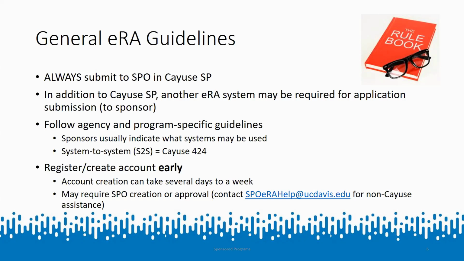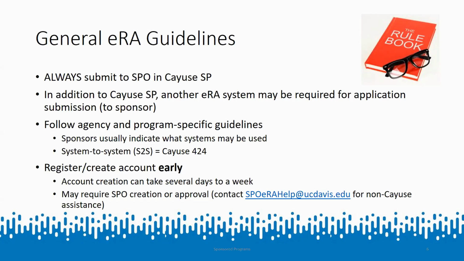Also, if you have to use another ERA system, register and create that account early. So I talked about going in and checking out the system early. Well, to do that, you have to register and create that account. But it's really important to do that early, because depending on the system, the account creation could take several days. It could take a week. It just depends on that sponsor and what system they're using and what their requirements are. A lot of times the accounts have to be approved by SPO, so that adds another layer. I think there might even be some systems that SPO has to create it, but just read, figure out what needs to be done, and you can contact SPO ERA help at UC Davis if you're not clear.